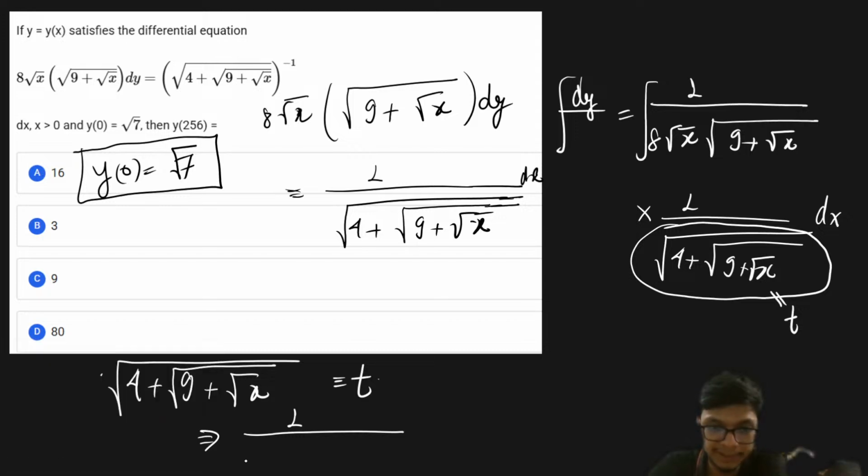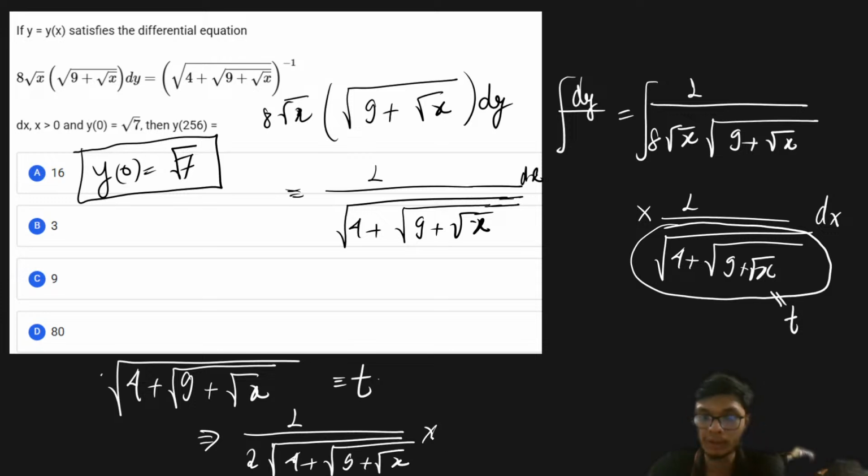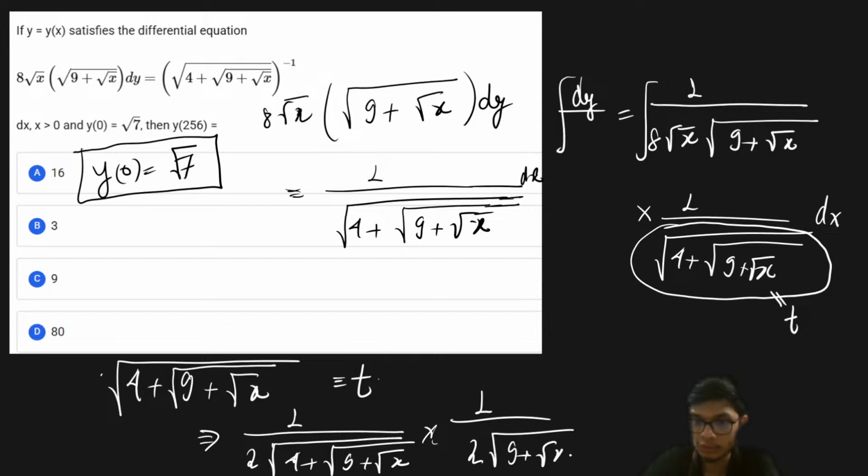By chain rule, the result is going to be 2 times 1 by 2 times the square root of 4 plus square root of 9 plus square root of x. Then I multiply with the differentiation of 4, which is 0, into 1 upon 2 times the square root of 9 plus square root of x, multiplied with, again, the differentiation of 9 being 0, 1 upon 2 times root x, and then dx, which is basically equal to dt. So if you club these two and this 2, it is going to be 8 times root x, and this particular form is also coming out.